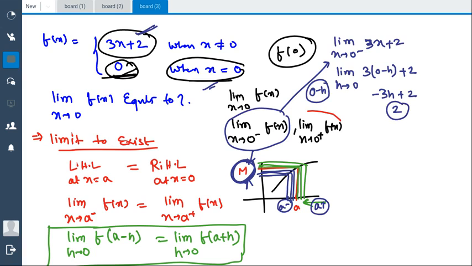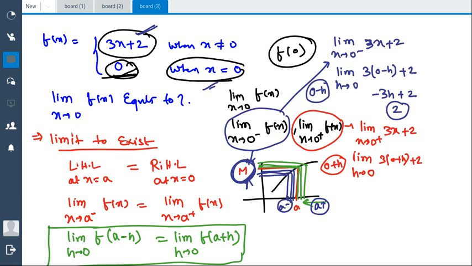And suppose we want to find the right hand limit, so we need to find limit x tends to 0 plus of 3x plus 2. Then we will write limit h tends to 0, and x becomes 0 plus h, so 3 into 0 plus h, plus 2. The answer comes out to be 2. Here both LHL and RHL are equal to 2. So you can directly say that the limit is equal to 2. Got this?